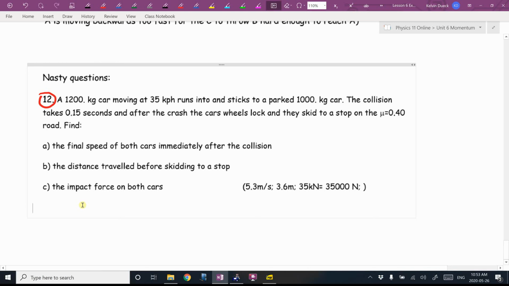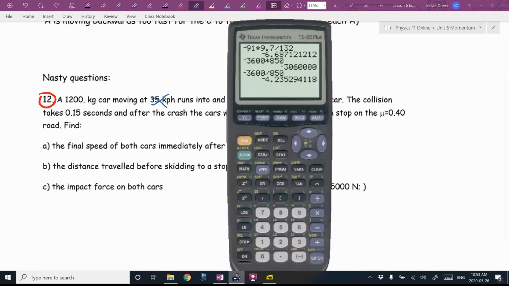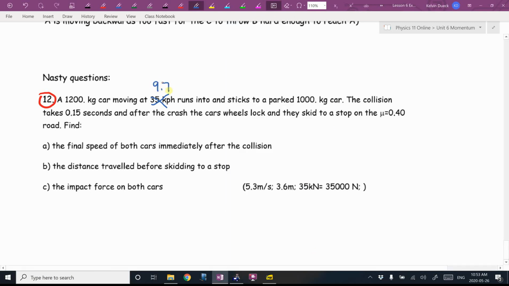A 1,200-kilogram car moving at 35 kilometers per hour. Nice try. 35 divided by 3.6. I should have made it 36 divided by 3.6, so that would have worked out to 10. But 9.722. It runs into and sticks to a parked car. The collision takes that long. After the crash, the car wheels lock and they skid to a stop.